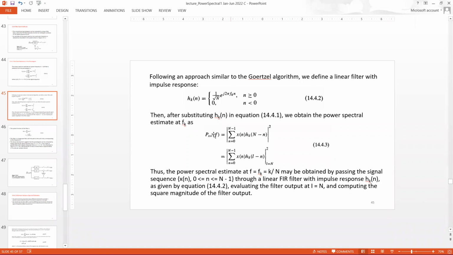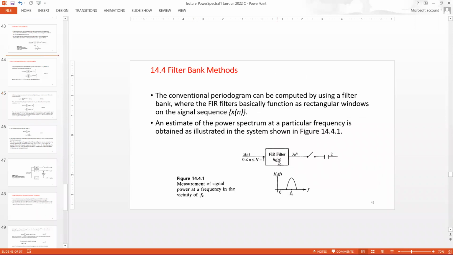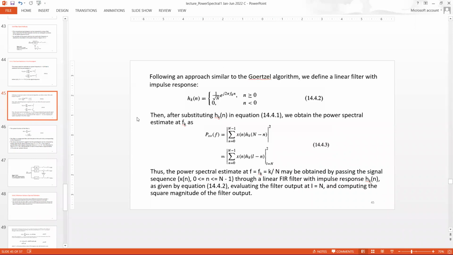So remember, we have hn. The system we were talking about, here we have hn, this filter response. So this hn is an important parameter for us here. So here are different kinds of representation of this hn.